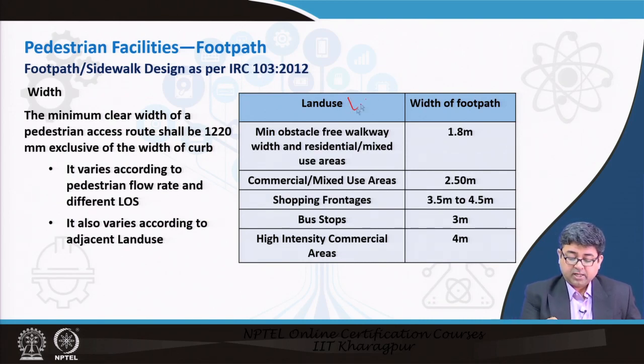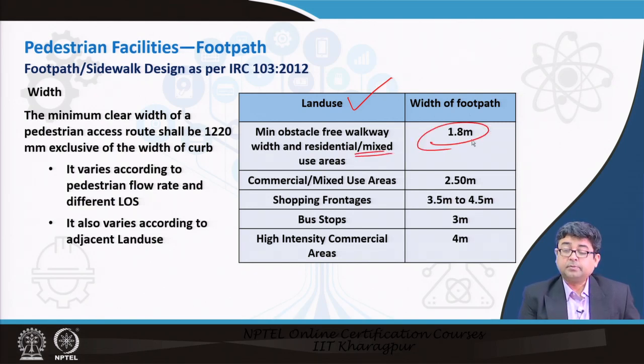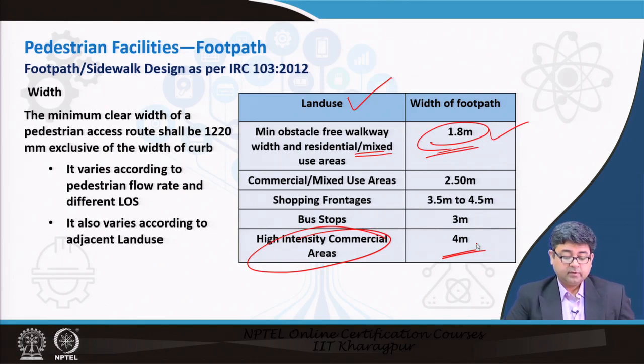Similarly, based on land use, again we have already seen that via pictures. What it says is that if it is residential, you have to provide at least 1.8 meter width. Again, when we say 1.8 meter width, remember it is the pedestrian zone that we are talking about. In addition to the pedestrian zone, you always have to have your frontage zone as well as your furniture zone. So, in residential areas, a minimum footpath width of 1.8 meters, whereas in high intensity commercial zones, you have to have at least 4 meters of footpath.